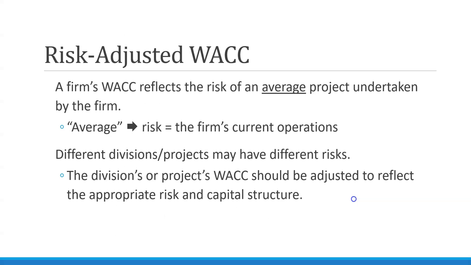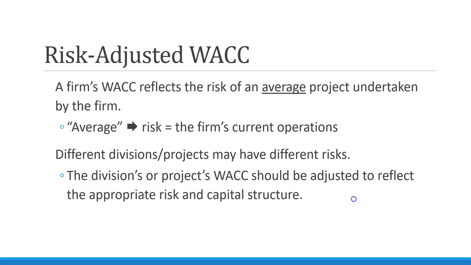So remember that the firm's weighted average cost of capital reflects the risk of an average project undertaken by the firm. So that's our average risk. Any projects that are similar to our current operations should use our weighted average cost of capital as a discount rate. However, if our firm is created from different divisions that have multiple types of risk, we have different things to consider.